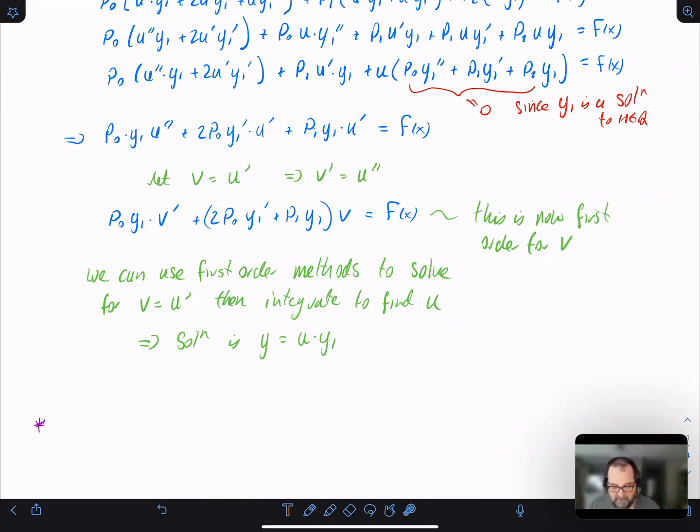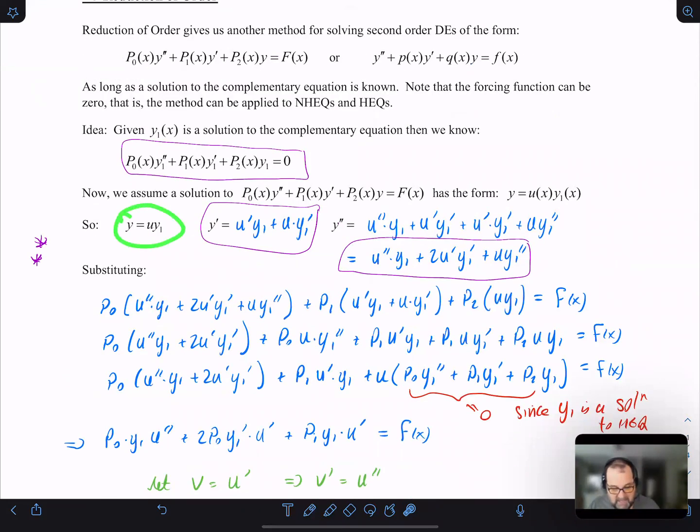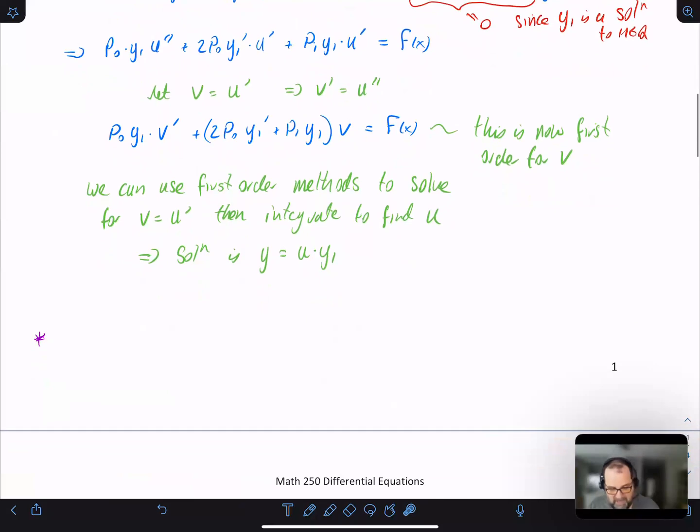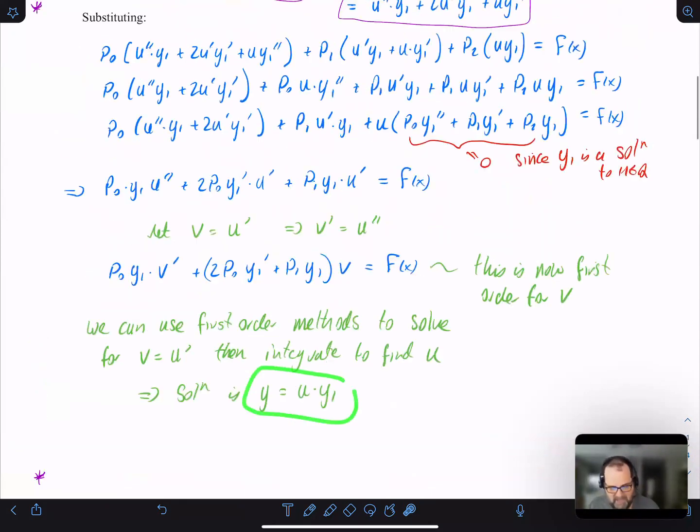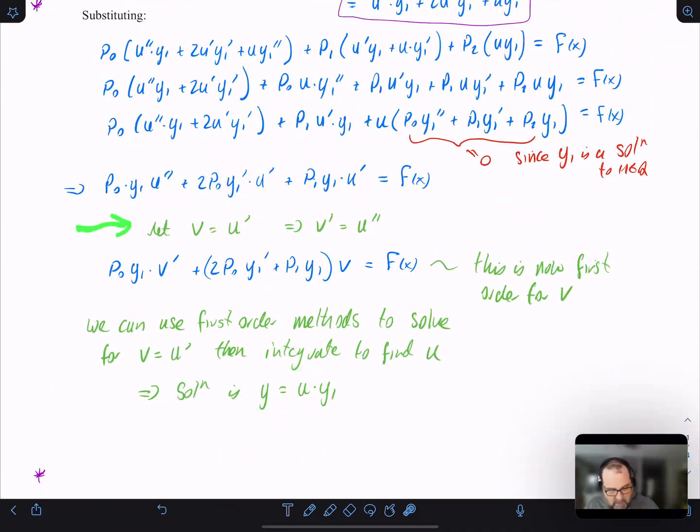So once we have found u, we can go back to the beginning and say, well, now I know what the solution I was after is. The solution y is this function we just found, u times y1, the particular solution to the homogeneous equation that we started with. This is the trick. And again, effectively, this here is the actual reduction of order step. In this step here, we turn a second order DE in terms of u into a first order DE in terms of v, hence the name reduction of order. So that is the idea.